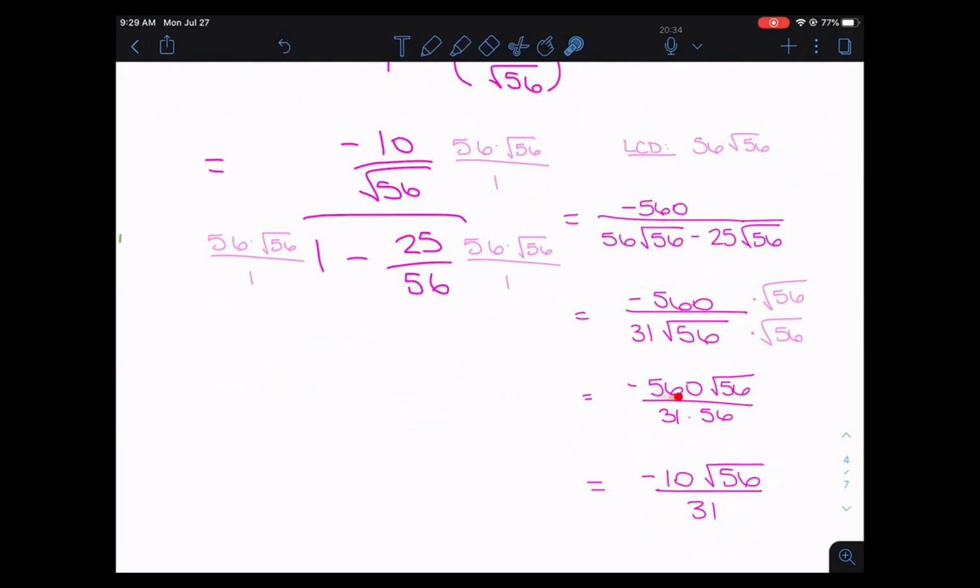You can also just divide this in your calculator. 560 divided by 56 is 10, negative 10. So that's how that simplifies out. So you have negative 10 square root of 56 all over 31. So this is your final answer here. And that's it. That's as far as you can simplify. Are there any questions?